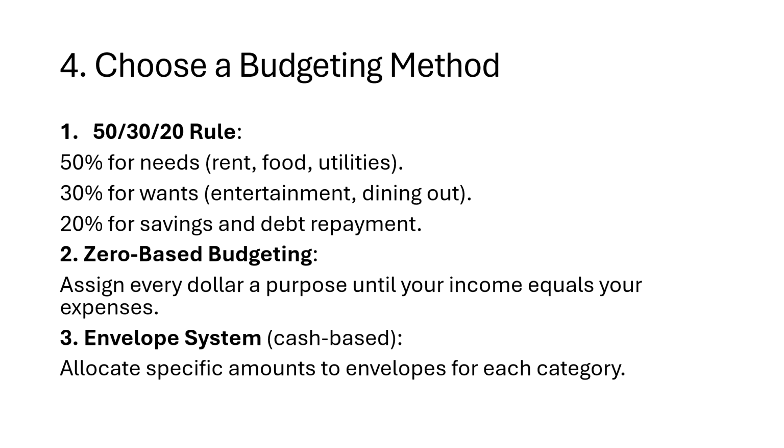So there's one rule that a lot of people use. It's called 50-30-20. 50% for the needs, 30% for the wants, and 20% for the saving and debt repayment. There you go. And also you can use the zero-based budgeting. Assign every dollar a purpose until your income equals your expenses. And we have the envelope system. Allocate specific amounts to envelopes for each category.